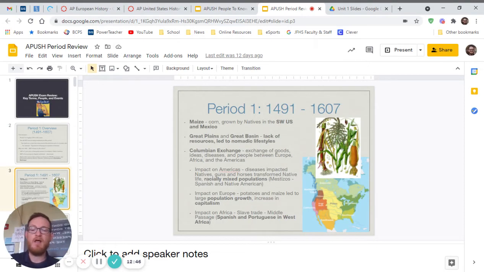So period one. Maize. Know that the native societies here grew a lot of corn in the Southwest U.S. and in Mexico, that their society was largely driven by corn. Now, you will see that that is different compared to the Great Plains or the Great Basin Native Americans that you had in those areas. Those tended to lack resources, which meant that they had a very nomadic lifestyle.